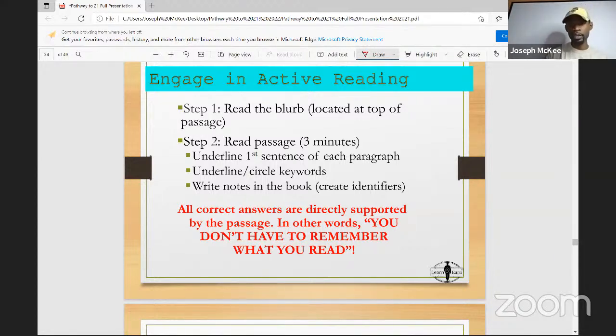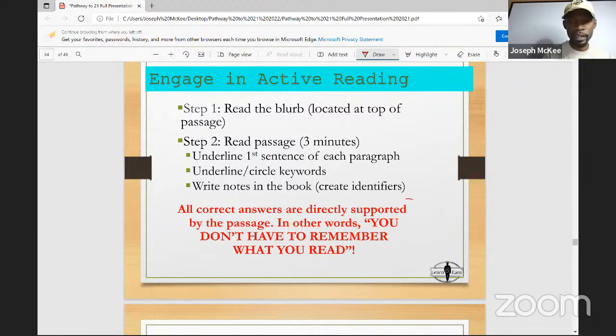But how do we want to read it? Underline the first sentence in each paragraph because that's the main idea. Underline and circle some key words because those may be some supporting details. But also write notes in the book, create identifiers, create places you can go to find answers. Because this is going to help you position yourself to get the answers correct.